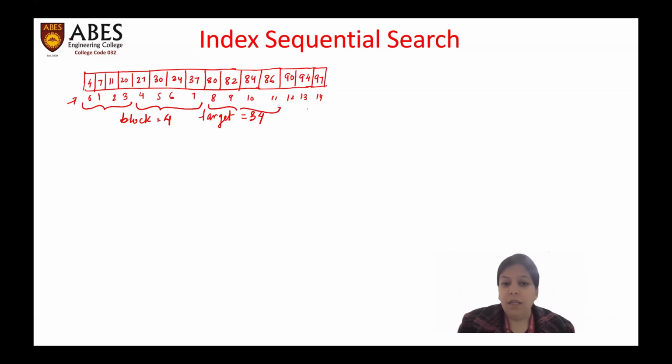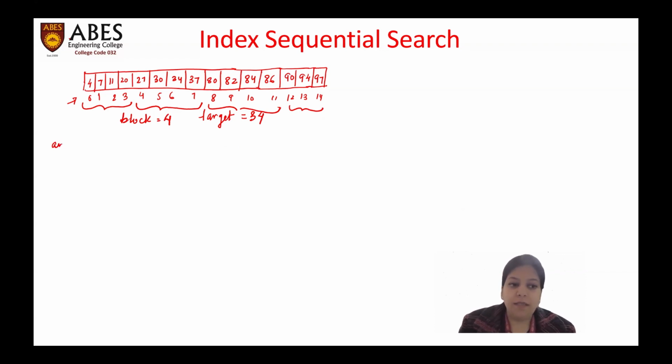And then using the indexed array, which we are going to build, and we are going to see how to build the index array, we are going to first find out the probable block in which the value can be found. And then we are going to sequentially search for each element in the block in order to find out the target value. So how is indexing done, how is the indexed array created?